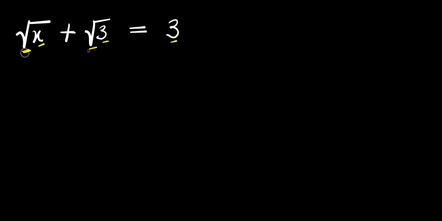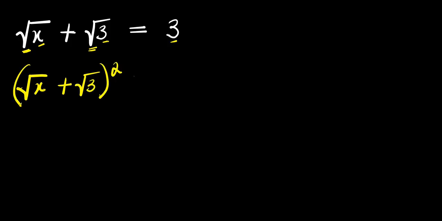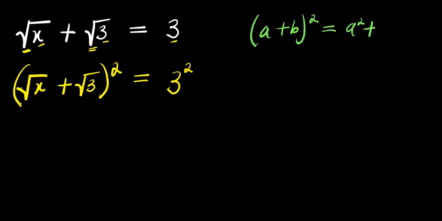Now, since we have square root and square root here, we can decide to take the squares of both parts of this equation. So we have square root of x plus root of 3, raised to the power of 2, equals 3 power 2. Now, if you have a plus b raised to the power of 2, it equals a squared plus b squared plus 2 times ab.